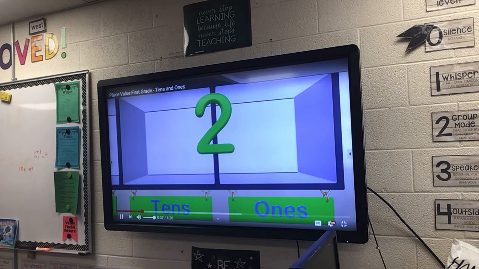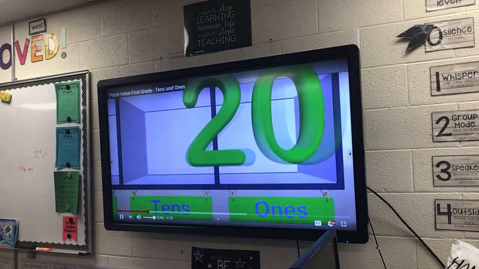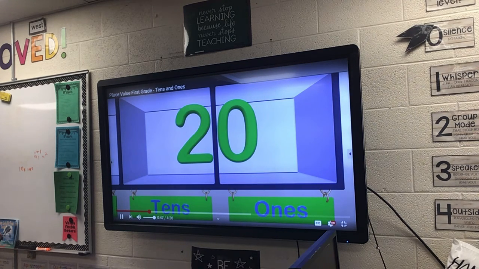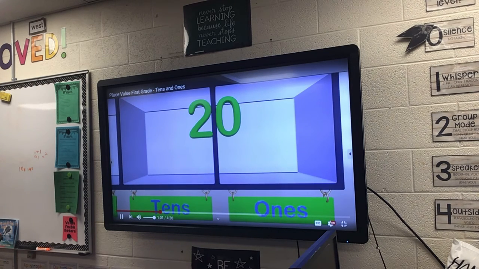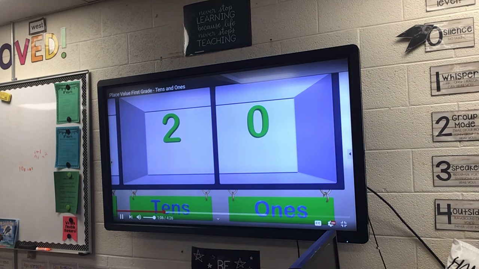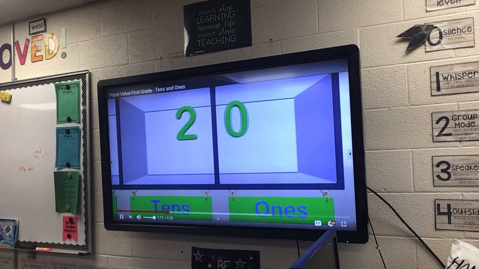Here is the number 2, and this is one digit because there is just one number. Let's look at another number. This is the number 20. Can you tell me if this number has more than one digit? Yes, the number 20 has 2 digits because the 2 is a digit and the 0 is a digit. Uh-oh, we cannot put both numbers in the ones room. We have to split them into each place. This is still the number 20. We just have the 2 in the tens place and the 0 in the ones place.